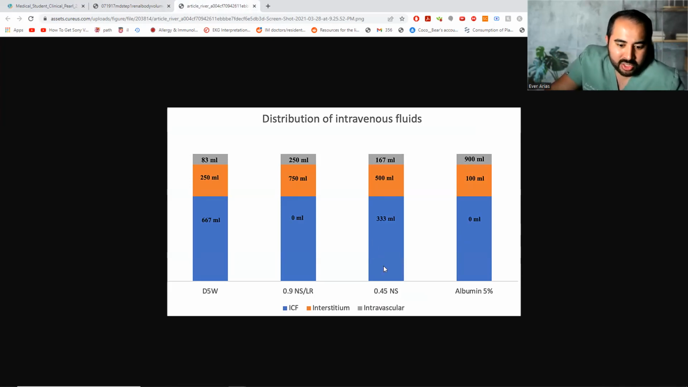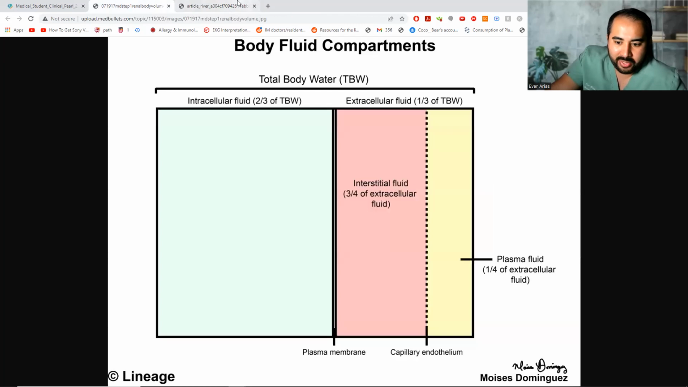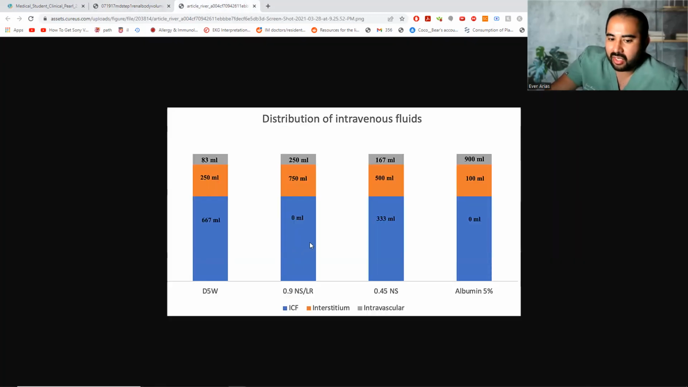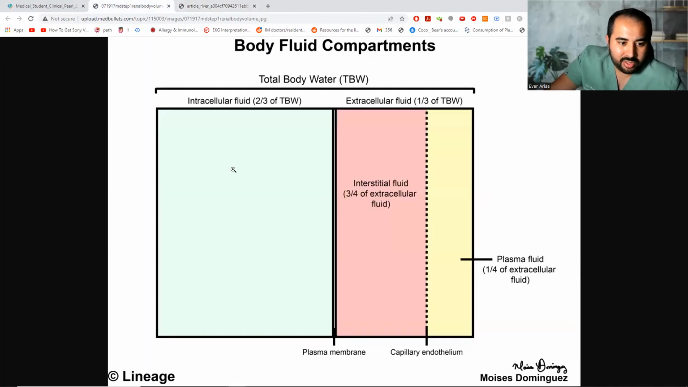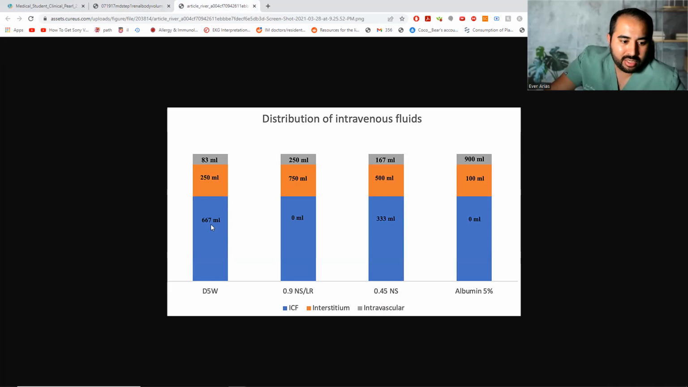So really the target is intravascular, right? You want to hit the intravascular space. That's essentially this area here. You have intracellular fluid here, which is not that important. If you have D5W, a lot of it is going into intracellular fluid. Not normal saline or LR, none of it. The majority goes into the interstitium and intravascular. So you really want intravascular.